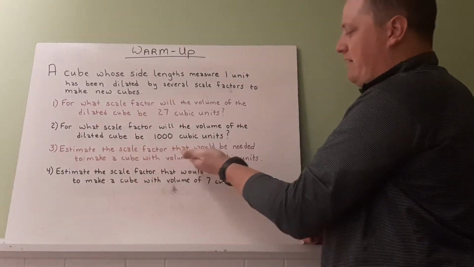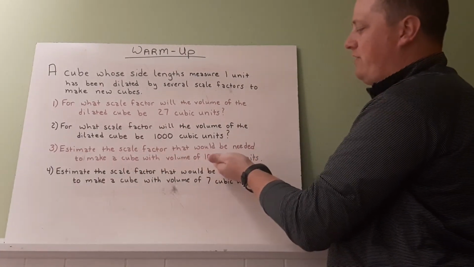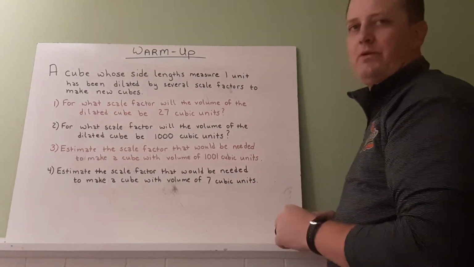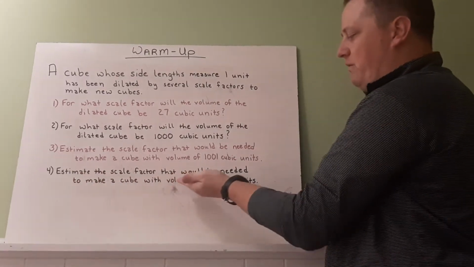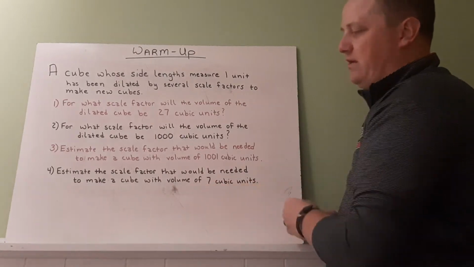Estimate the scale factor that would be needed to make a cube with volume of 1,001 cubic units. So use your understanding of 2 to help you with number 3. And then estimate the scale factor that would be needed to make a cube with volume of 7 cubic units.